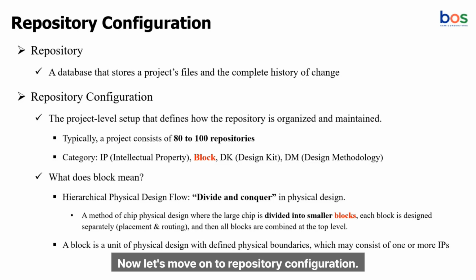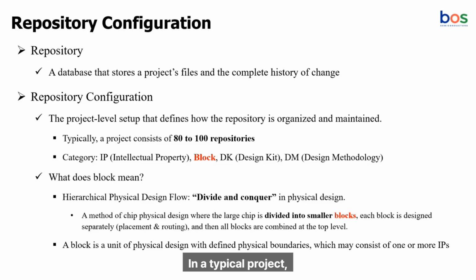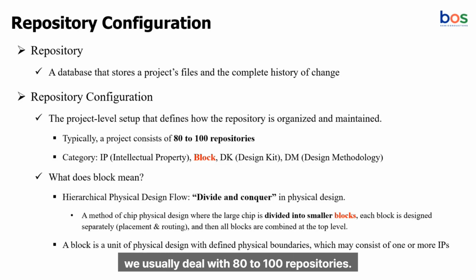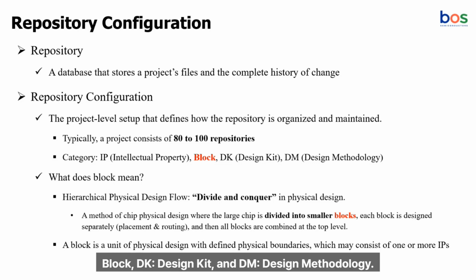Now, let's move on to repository configuration. First, what is a repository? A repository is basically a database that stores project files and the complete history of changes. Then, what do we mean by repository configuration? It refers to the project-level setup that defines how the repository is organized and maintained. In a typical project, we usually deal with 18 to 100 repositories. These repositories are categorized into IP, block, decap, and design methodology.